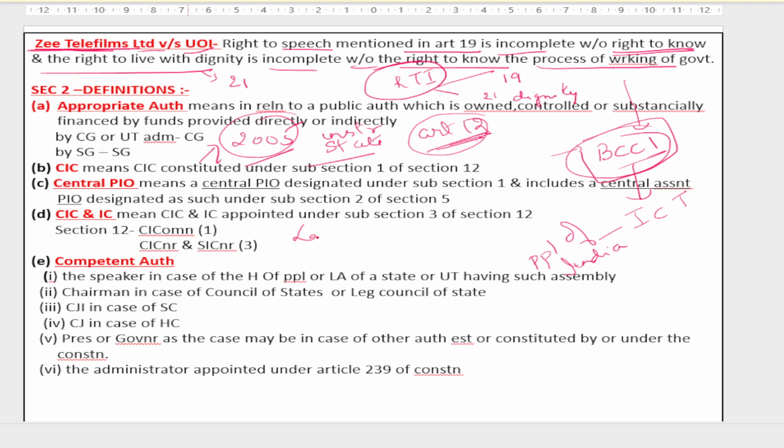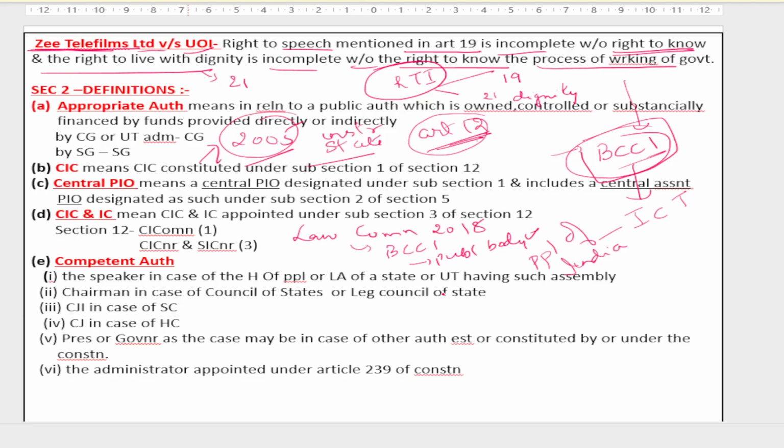Now the Law Commission. The Law Commission in 2018 said that the BCCI should be declared a public body.